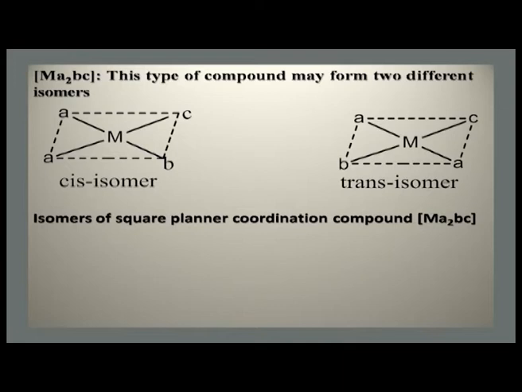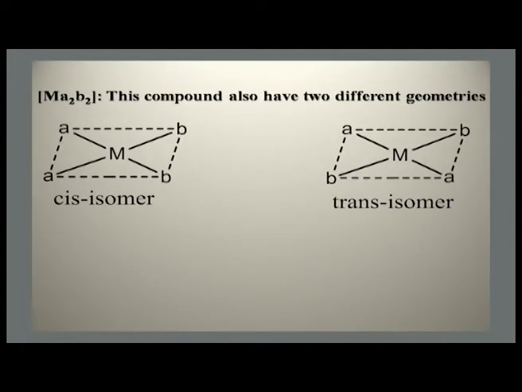Ma2BC. This type of compound may form 2 different isomers, A trans to A and A cis to A. Ma2B2. This compound also has 2 different geometrical isomers, A trans to A and A cis to A. Geometrical isomers of coordination number 6.